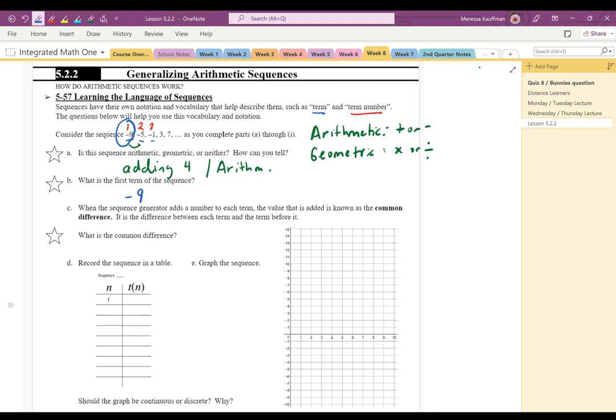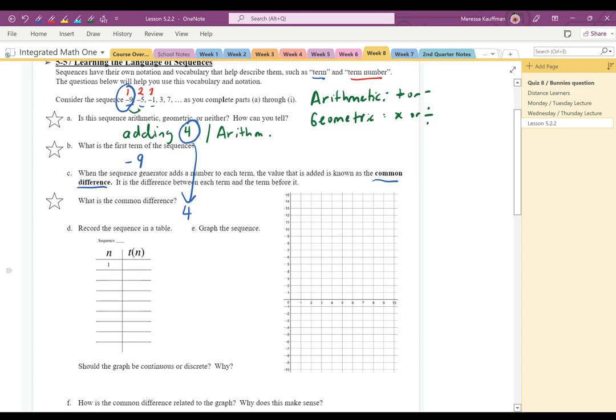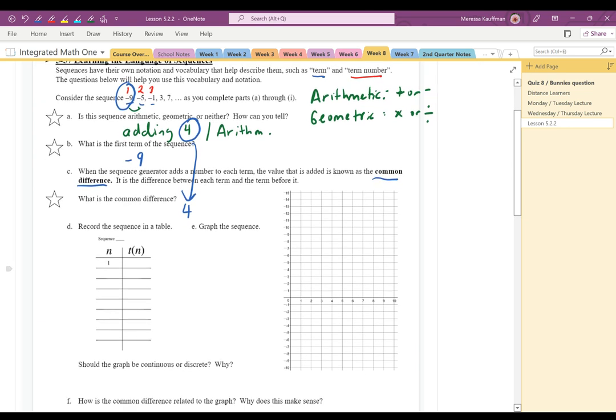So when the sequence generator adds a number to each term, the value that it's added is known as the common difference. And that difference is the difference between each term and the term before it. And what is our common difference? 4. Our common difference is 4. Okay, hope you are doing okay so far. But again, arithmetic and geometric are what we're talking about. Are we adding or subtracting to get to the next term, or are we multiplying and dividing?